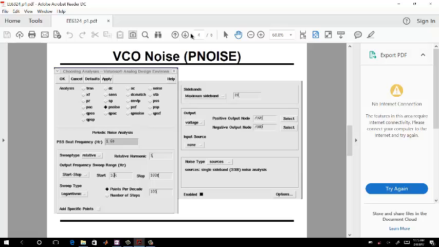Then the start and stop frequencies depend on what you want. In this case, 10K to 100 meg. And how many sidebands you want will be used for how much noise gets converted. In an oscillator, the noise at the oscillation frequency is also converted from the harmonics of the oscillator output frequency.